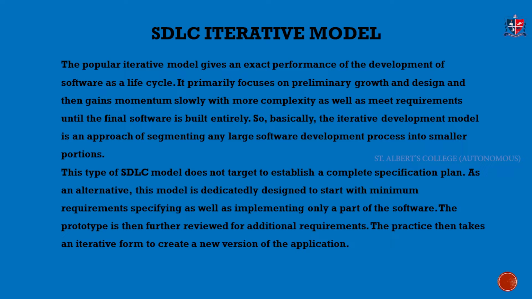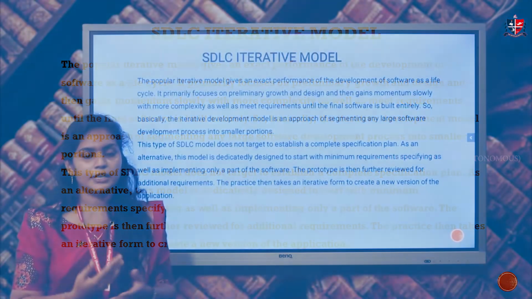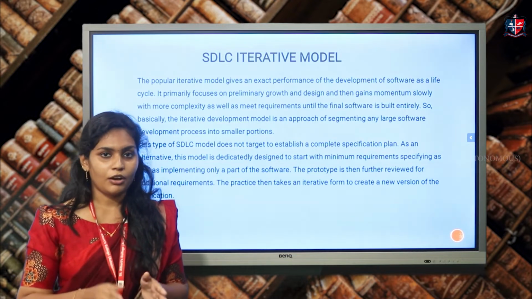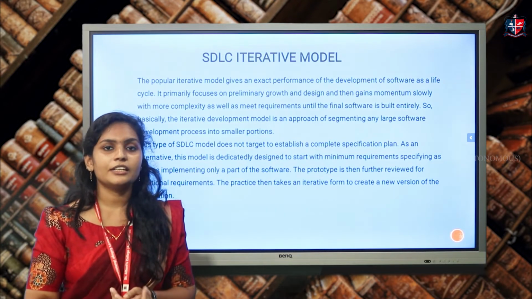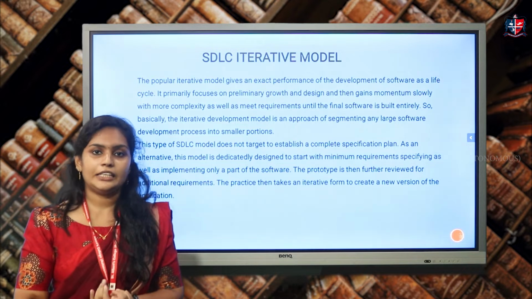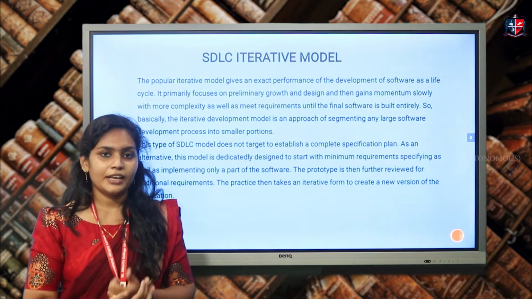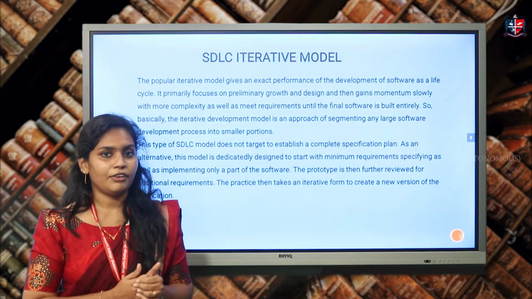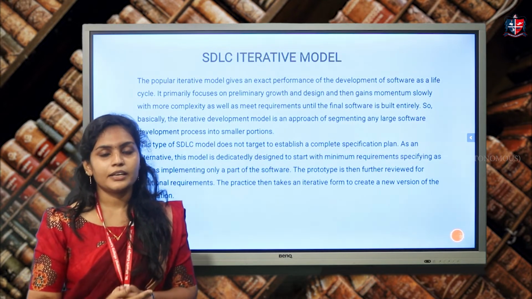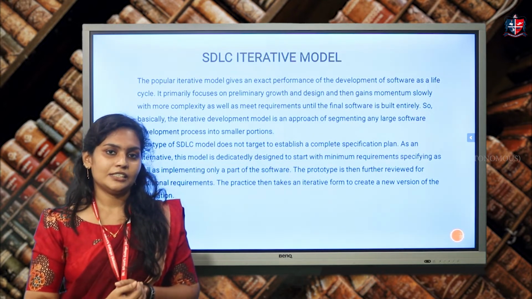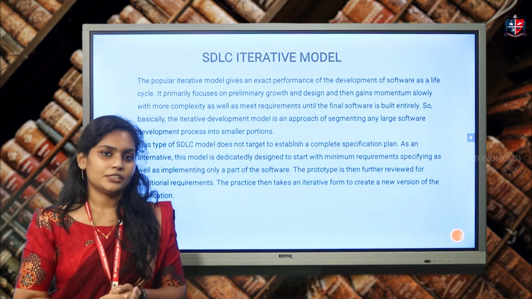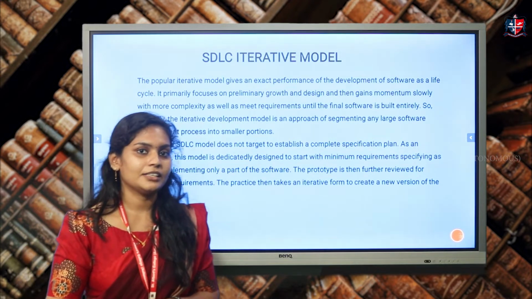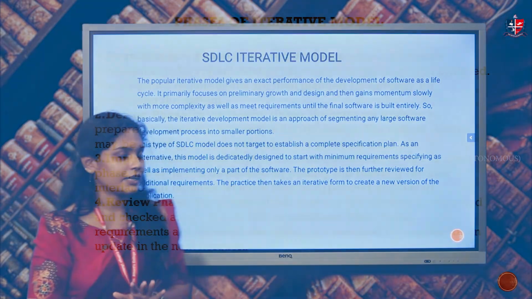So we cannot develop a system based on the iterative model in the first attempt, because after the first iteration it will definitely get negative feedback. After one iteration, the feedback will be fetched by the developer, and based on that feedback the developer will rearrange the system and develop a new system. So we cannot get the final output in one iteration. This is one of the drawbacks of the iterative model.